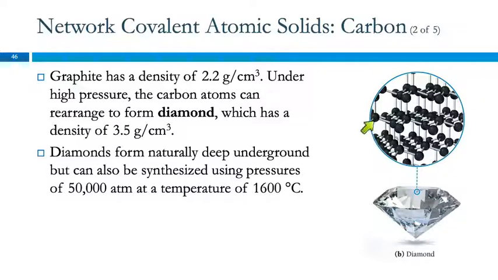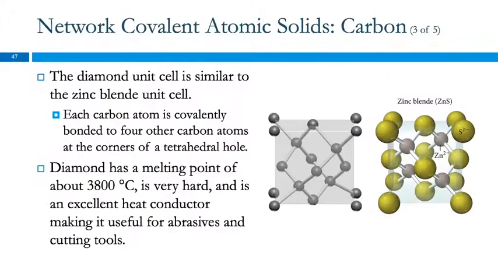So in the diamond now, we don't have two-dimensional layers, we have a three-dimensional structure. The atoms are bonded in all three directions to other carbon atoms. They're all held together by covalent bonds. The unit cell of the carbon is similar to the zinc blende structure. The unit cell here is limited by the geometry of the bonding orbitals.